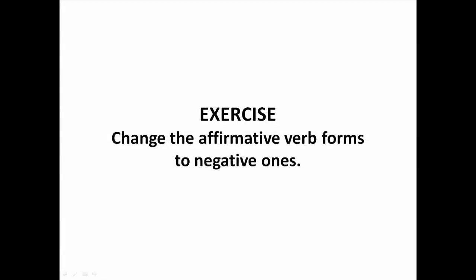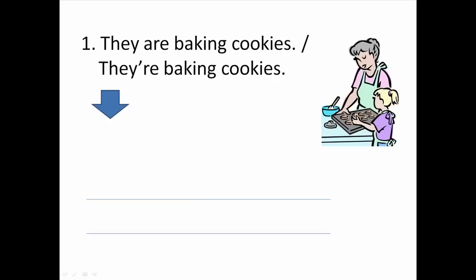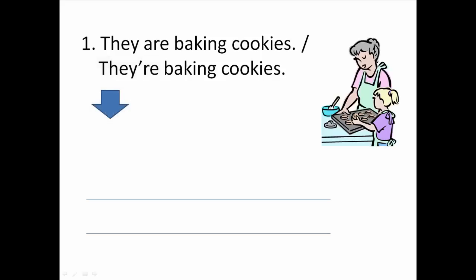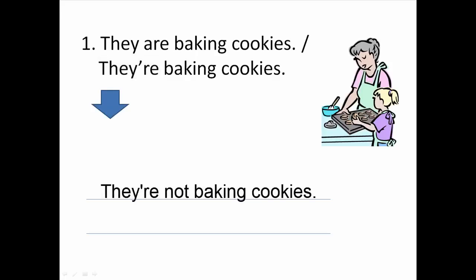Exercise. Change the affirmative verb forms to negative ones. Let's work together. 1. They are baking cookies. Or, with the short form, the contraction, they're baking cookies. Now, what is the negative form? There are two. First, let's use the same contraction. They're not baking cookies. And the other form? They aren't baking cookies.